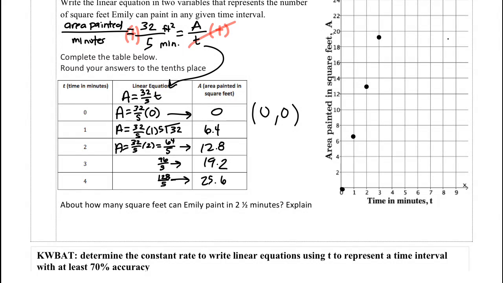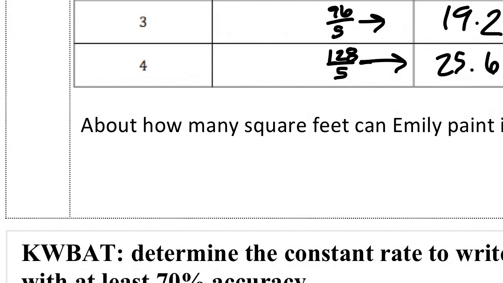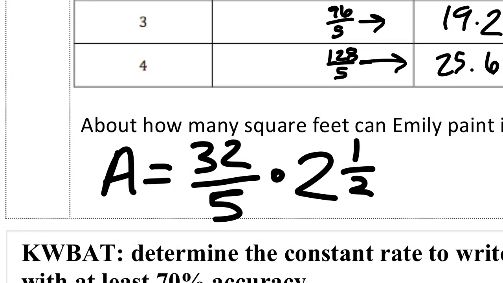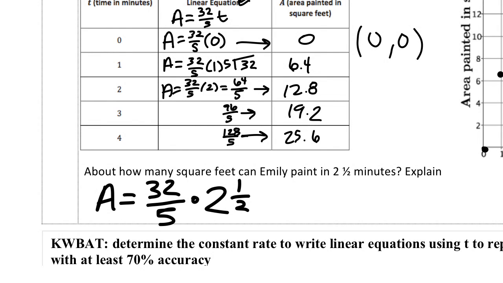So our last part is about how many square feet can Emily paint in 2.5 minutes. Okay, they want to know how much she's going to paint in 2.5 minutes. So they told me the time. They want me to figure out how much she's going to paint. So A equals 32 over 5 times 2.5, right? This is our time, the time that they gave us.